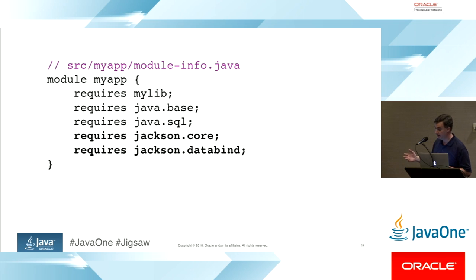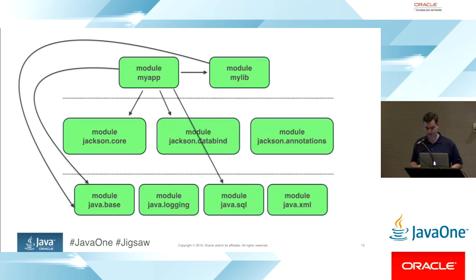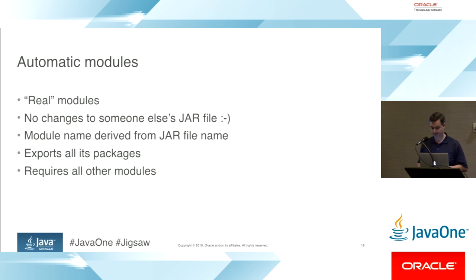In that case, we could then write the declaration of the myapp module, module-info.java, like this. We just require those jars like any other module. We would have a beautiful module graph with myapp depending on mylib, those are two explicit modules, and myapp depending on some of the Jackson modules, and then also down on JDK modules. You can do this. The solution is automatic modules.